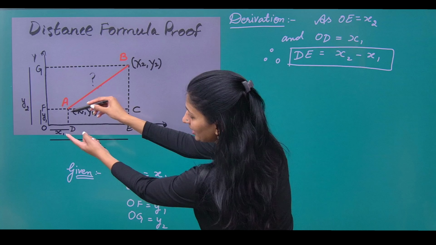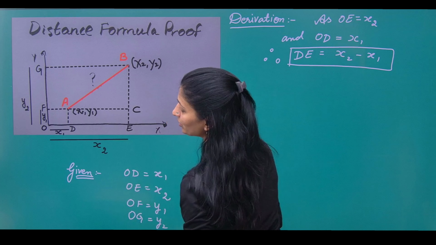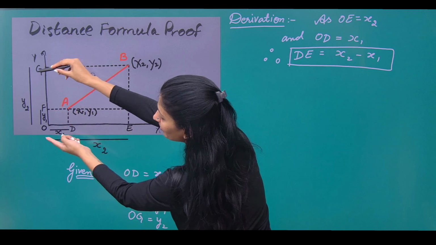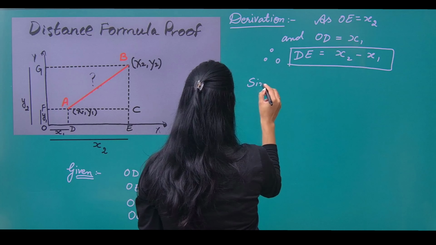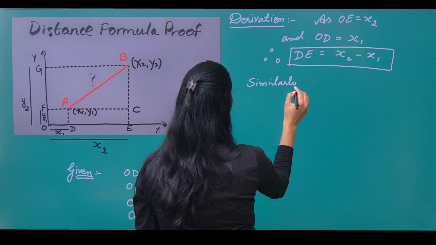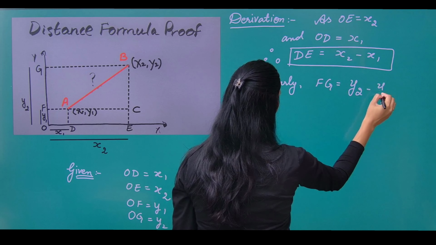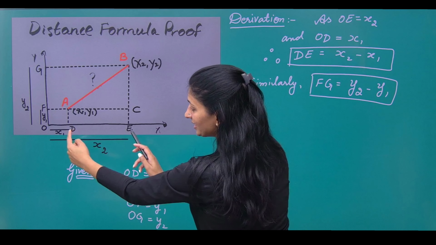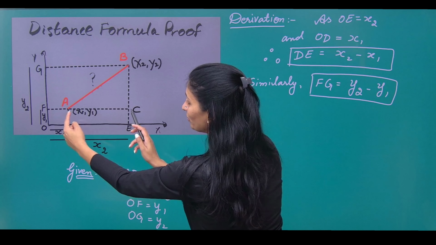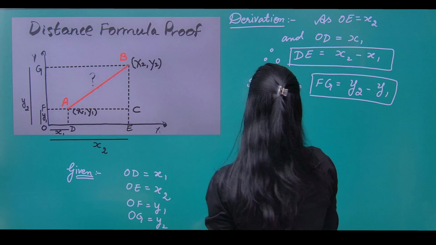Now similarly, as OF is equal to y1 and OG is equal to y2, so FG will be given by y2 minus y1. Now from the graph, we can clearly see that DE is equal to AC and FG is equal to BC.